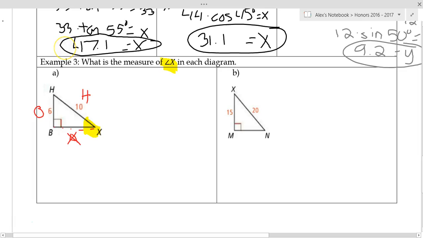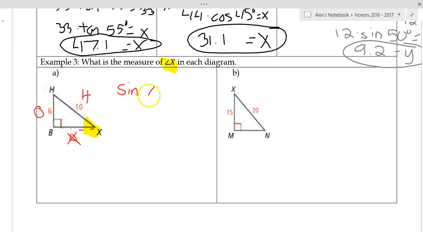And if we remember, the sine of something, and we're looking at angle X, equals O over H. So the sine of X equals O is 6, H is 10.